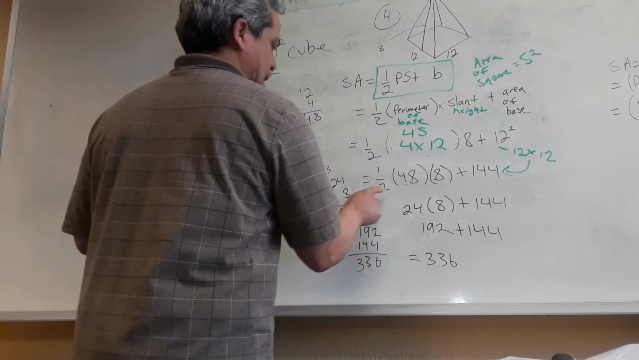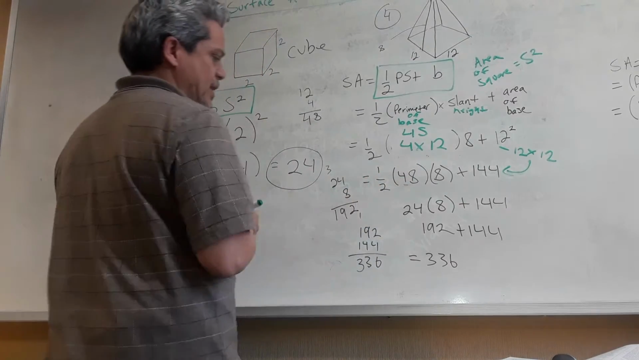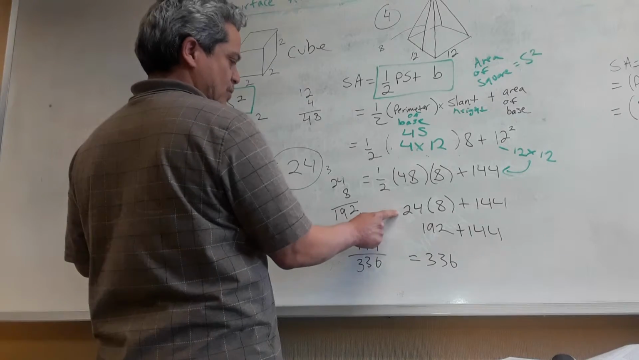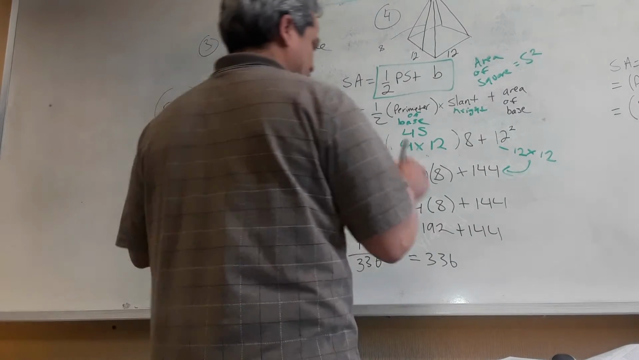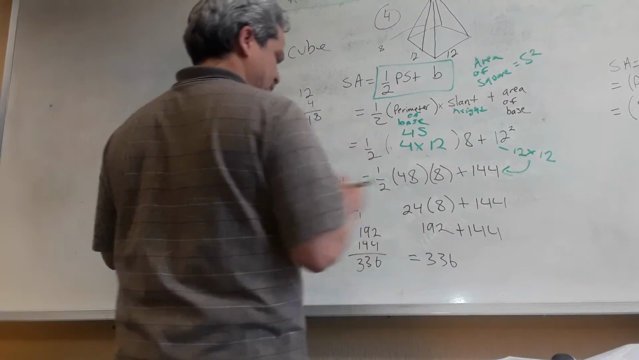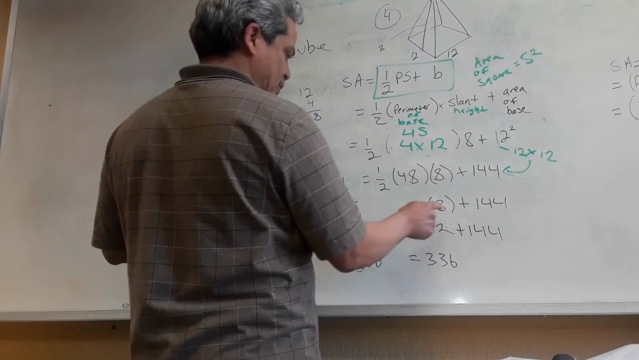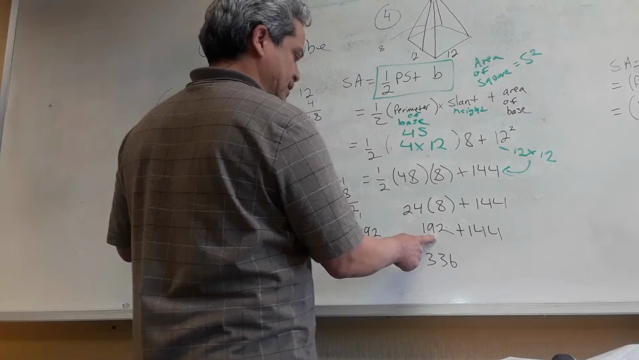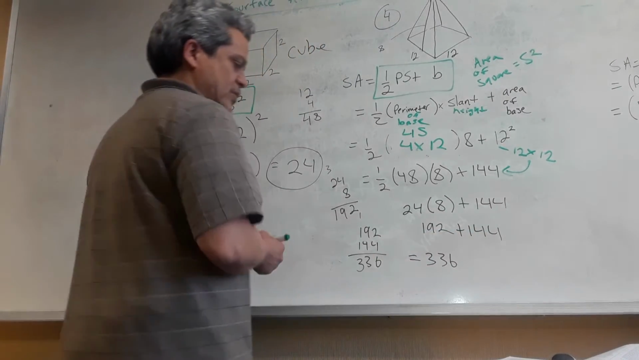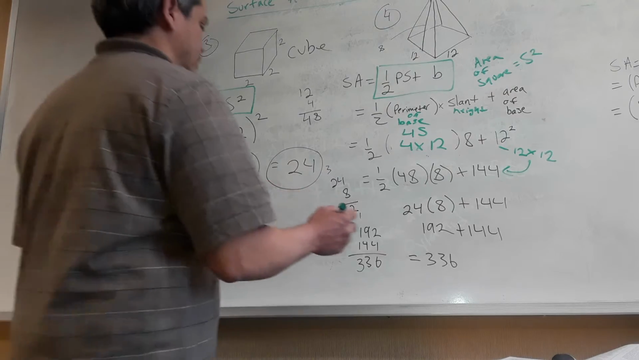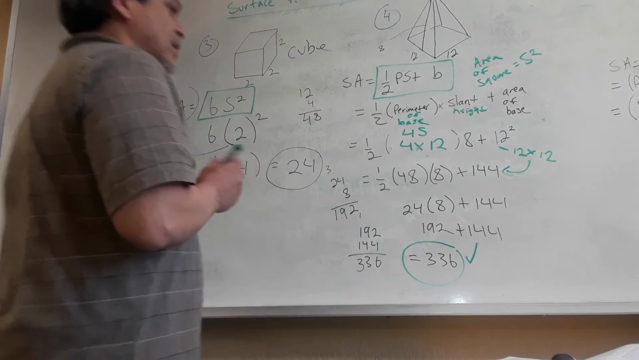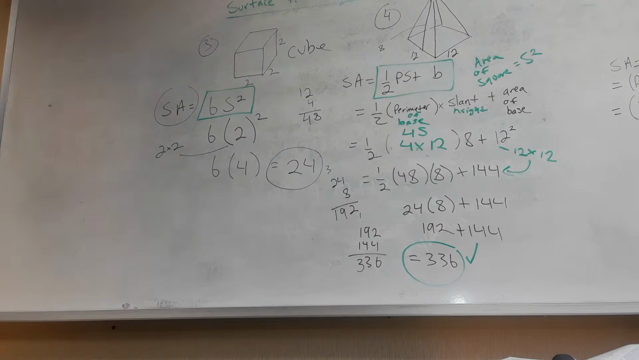Now half of 48, or 0.5 times 48, is going to give you 24. Then 24, bring down the 8, bring down the 144. 24 times 8 is 192, plus 144 equals 336. Again, I have checked these against the book, and they are correct.